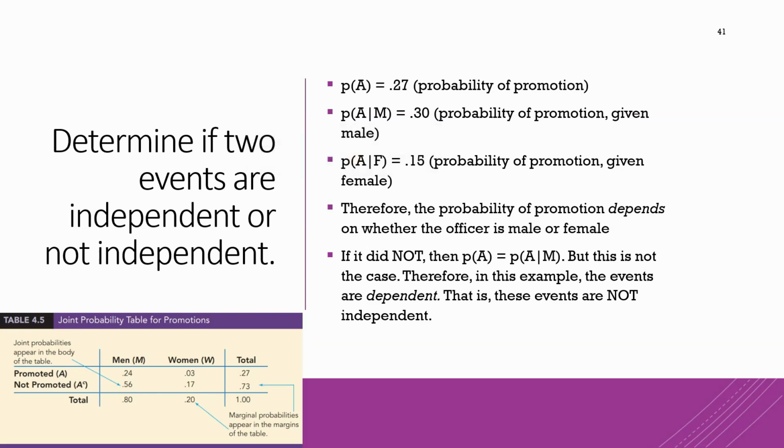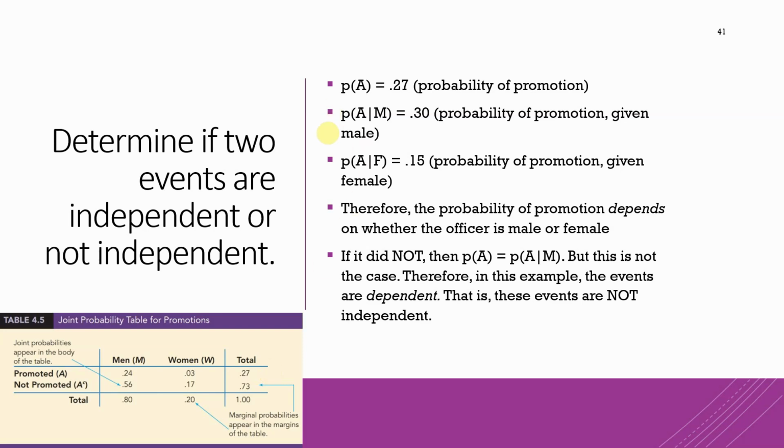Okay, so in this video, we're going to talk about whether two events are independent or not independent, and then we're going to use this information to understand the multiplication law. Let's go off of our example with officers getting promoted or not, and whether they are men or women. We know that the probability of promotion is equal to 0.27, for men or women, doesn't matter.